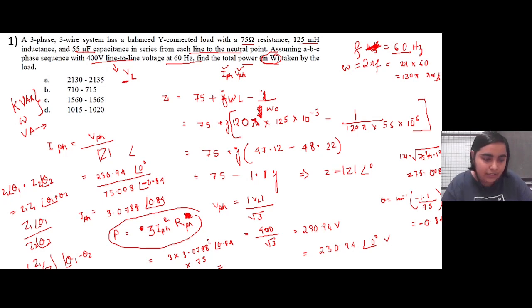For the power, we take the magnitude of the current, so we don't need the angle. So it will be 3.0788 square into 3 into 75, which is 2131 watt, 2132.7 watts. This comes within the range which is given in option A. So the correct answer is option A.